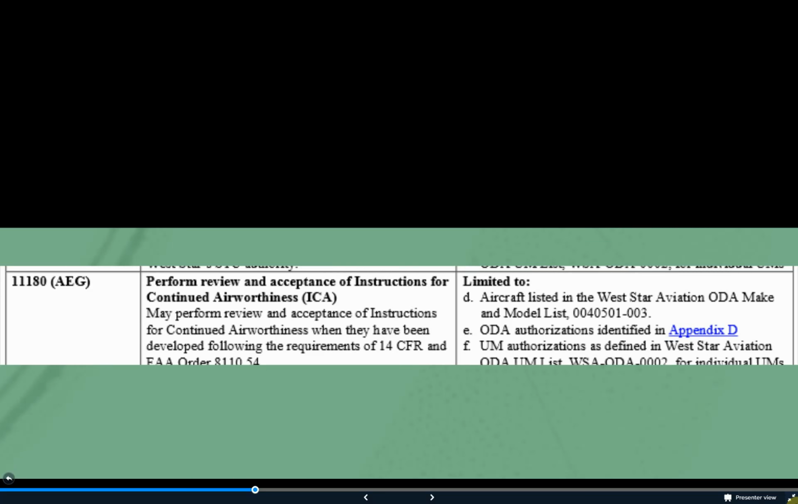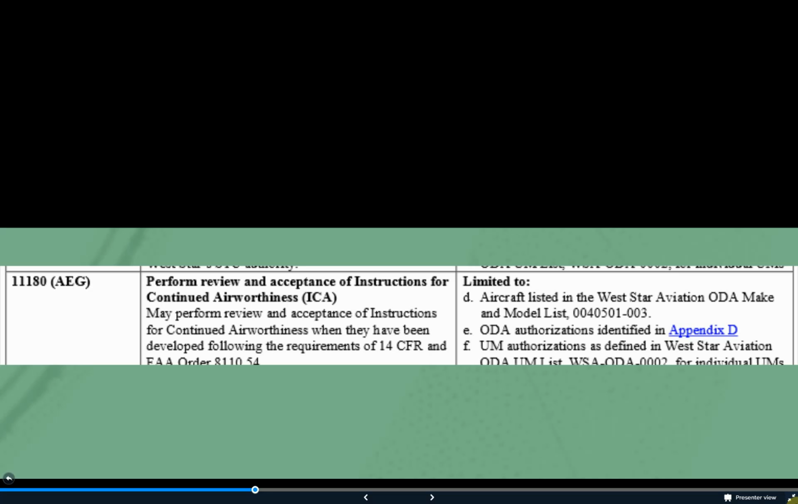In the function code section, you'll see that Westar has added 11180 to accept instructions for continued airworthiness, or ICA, on behalf of the AEG. Along with this additional function code, sections in the manual were added to define the role of the ICA unit member, to define qualifications and responsibilities of the ICA-UM, and to remove the limitation that said the ODA couldn't review ICA associated with security-related projects. Jeff and Don Kleintobe will be filling this role for the ODA to direct any ICA questions their way.